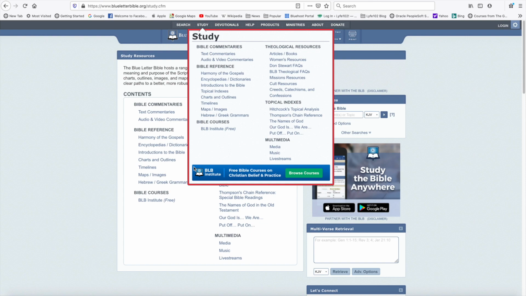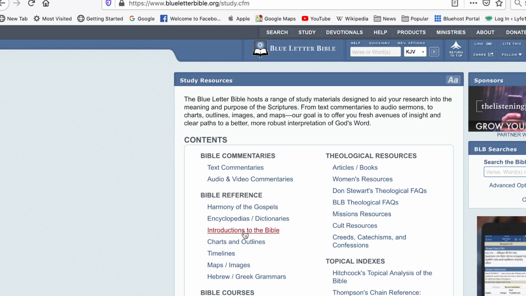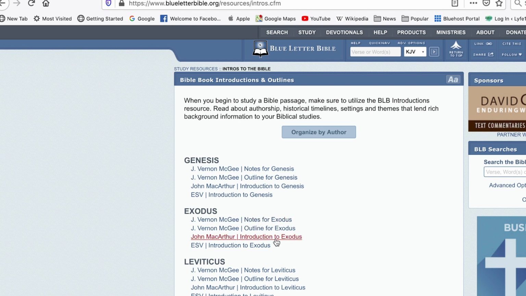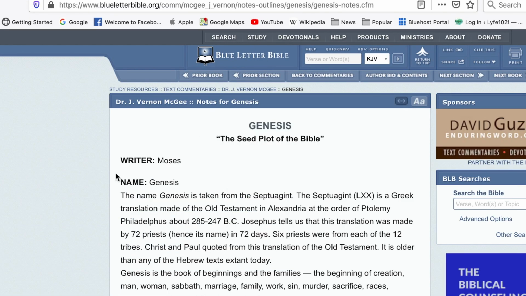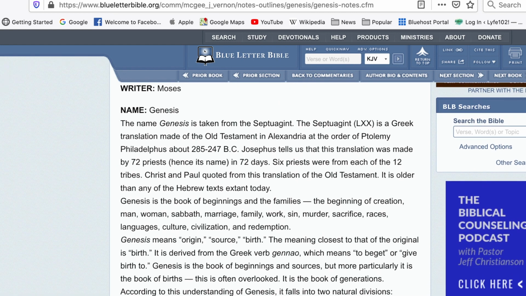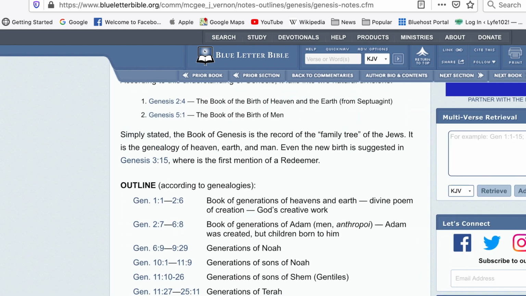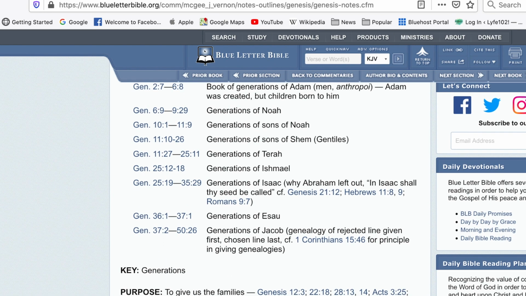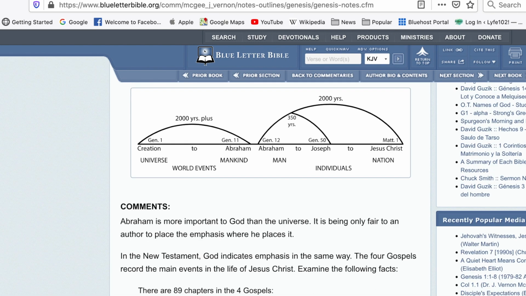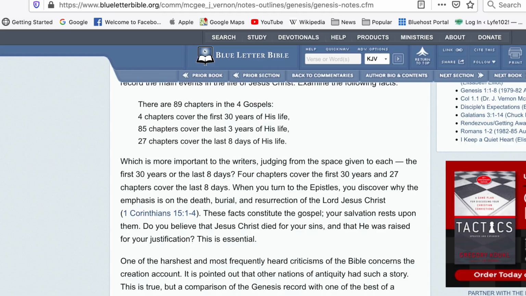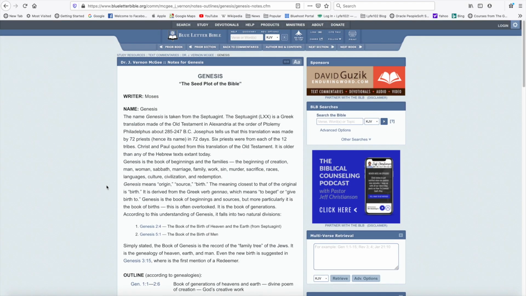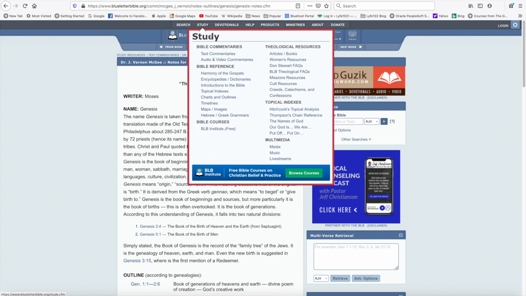Also, you can go to the Blue Letter Bible. If you click on study, and go to Introductions to the Bible, you can get a little bit more in-depth knowledge about the book of Genesis. We're going to go here first, notes for Genesis. This tells us the writer, the name of Genesis, where it was taken from. It gives us an outline of the book of Genesis, the purpose as a whole, and some additional comments about the book.